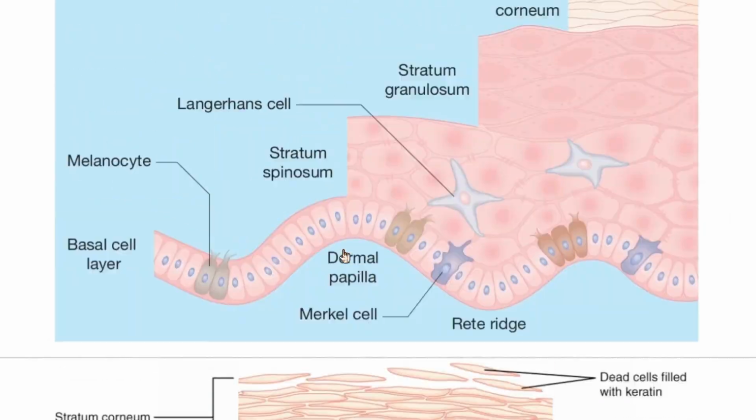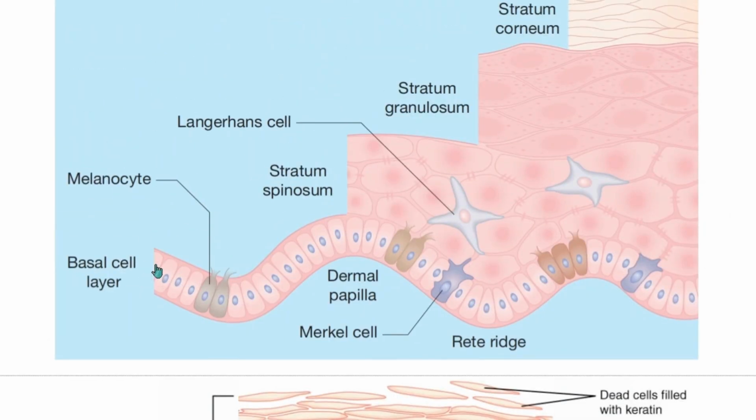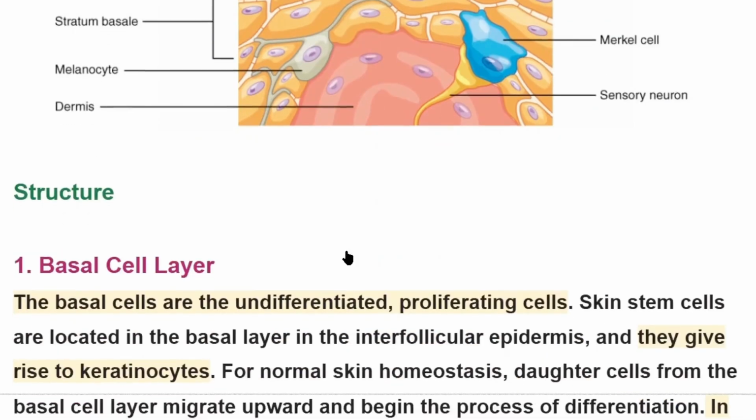The cell divisions happen in the basal cell layer, and in normal skin, cell division does not happen above this layer. It does not happen in stratum spinosum or stratum granulosum. It usually happens in the basal cell layer.